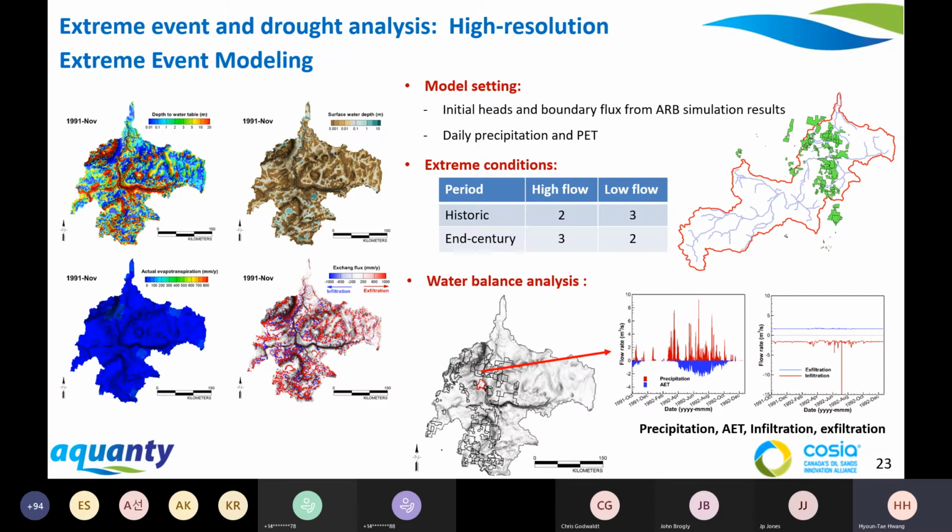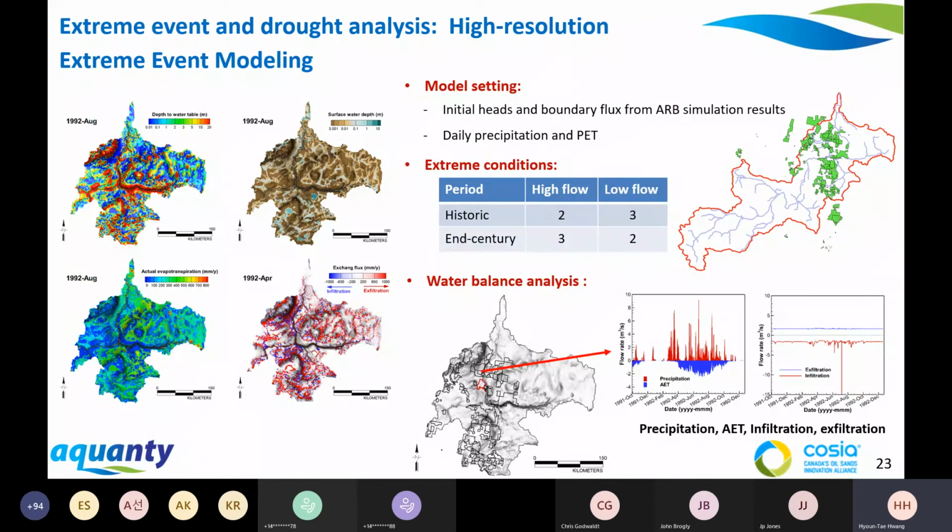We perform 10 extreme condition simulations, 5 for historic and 5 for end century. As you can see in these left 4 figures, this is the historic extreme simulation result. Top left shows groundwater, top right shows surface water, and the bottom 2 figures show actual evapotranspiration and exchange flux.